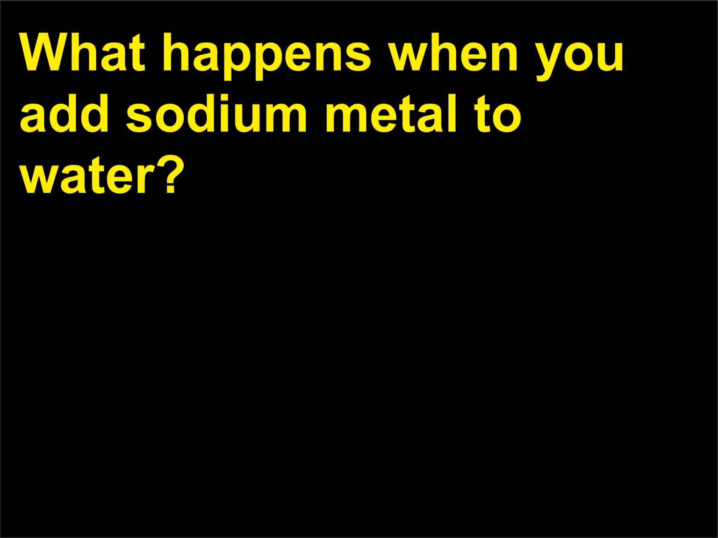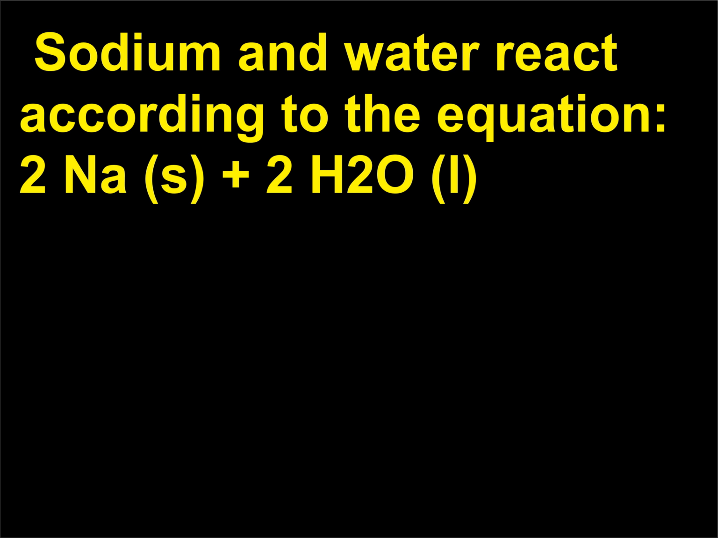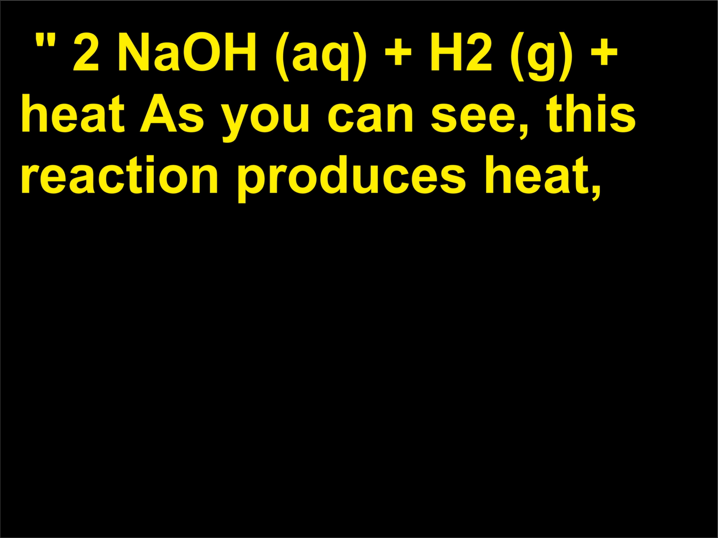What happens when you add sodium metal to water? Sodium metal reacting with water can produce a violent response. Sodium and water react according to the equation 2Na(s) + 2H2O(l) → 2NaOH(aq) + H2(g) + heat.